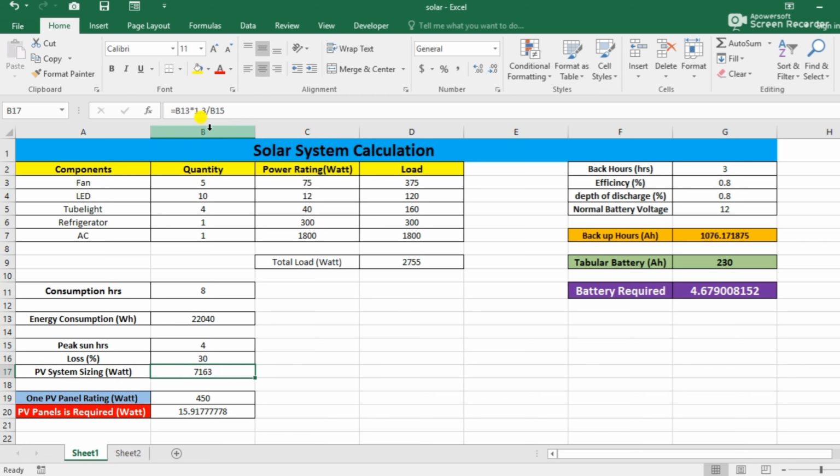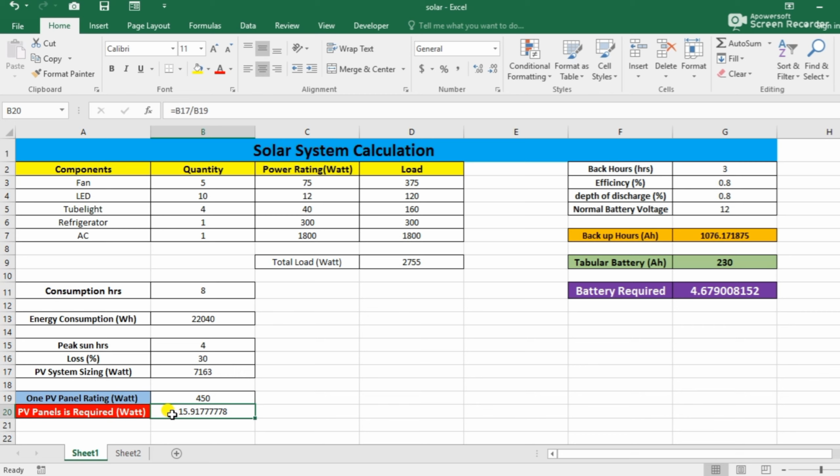So we can use this formula, B13 multiplied by 1.3. 1.3 is the loss and B13 is this value. This is the B13 and B15 is this. Peak sun hour is 4, so divide by 4, and we can get this. One PV panel rate is 450. I have taken 450. You can also take 580 or 620. It depends on you. You can write your own panel rate here. So we can calculate the PV panels required.